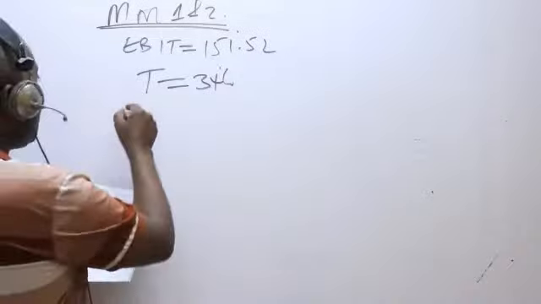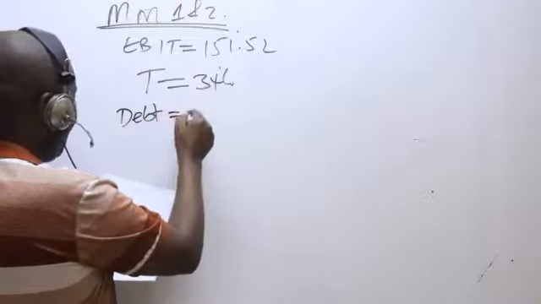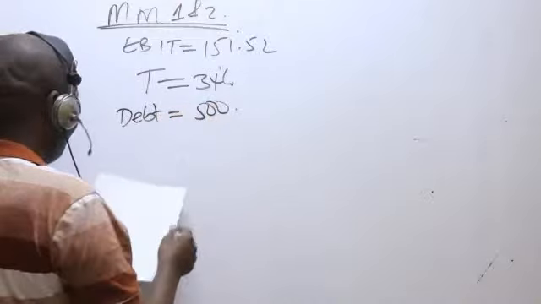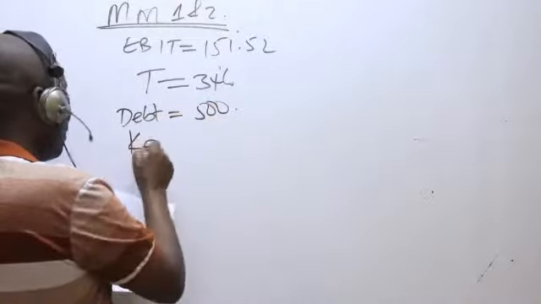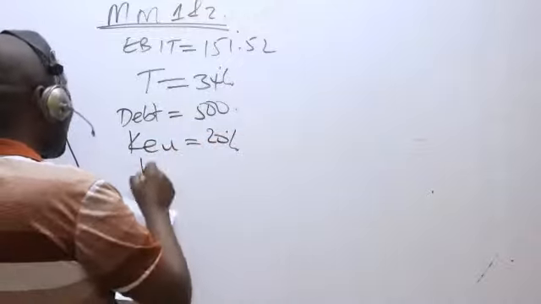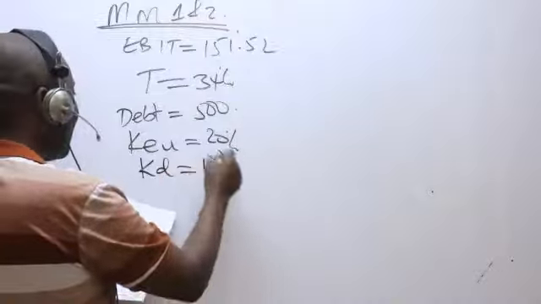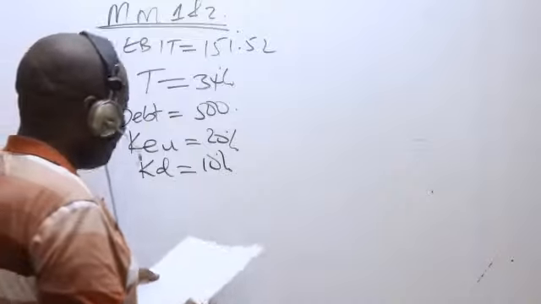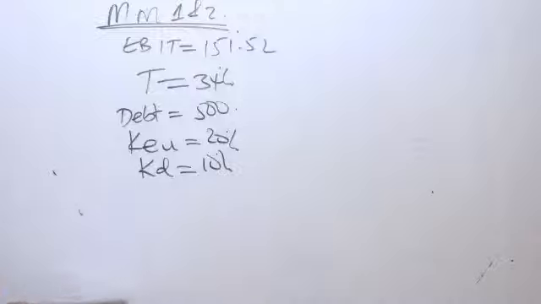Then they have given us debt. Debt is 500. Cost of equity of an unlevered firm is 20%. KD is 10%.